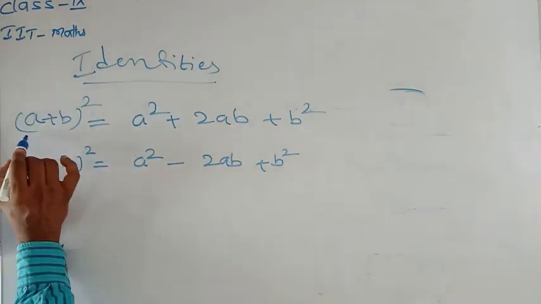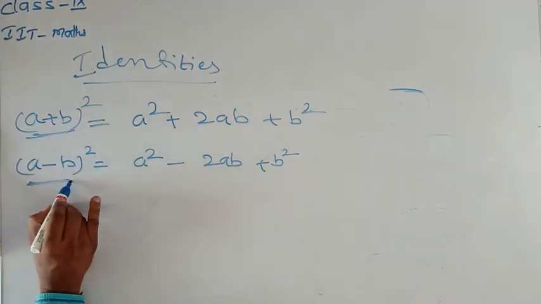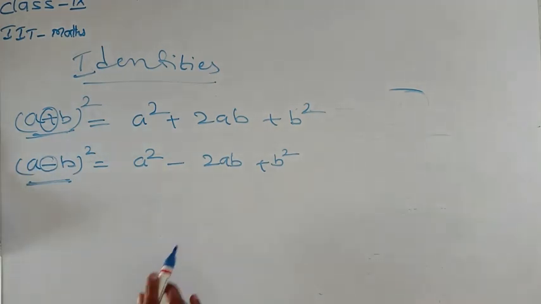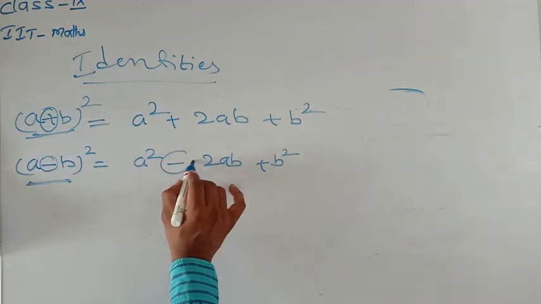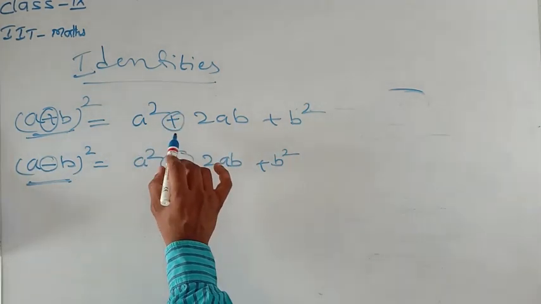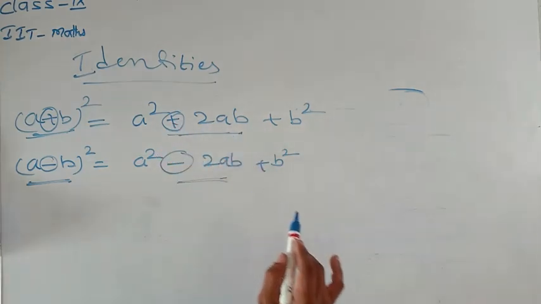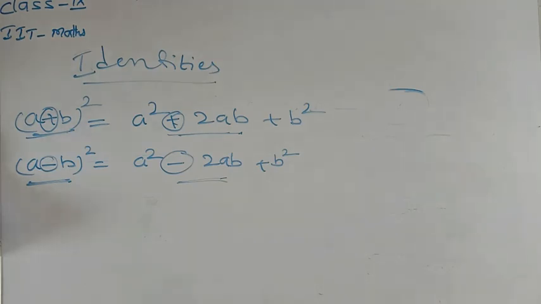Compare these two. Here (a + b) whole square and here (a − b) whole square. In the first term it is addition and in the second term it is subtraction. Same terms, but the middle term is going to be changed. In the first expression it is plus 2ab, whereas in the second expression it is minus 2ab.